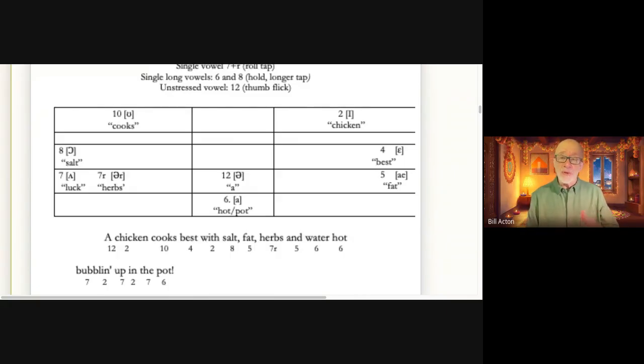Okay, so let's just go through them quickly. I've kind of shown you what to do with them. You kind of get the idea. So you got 2 is over here.